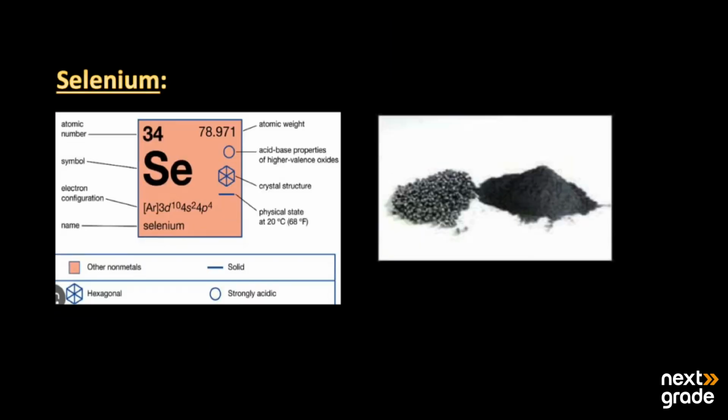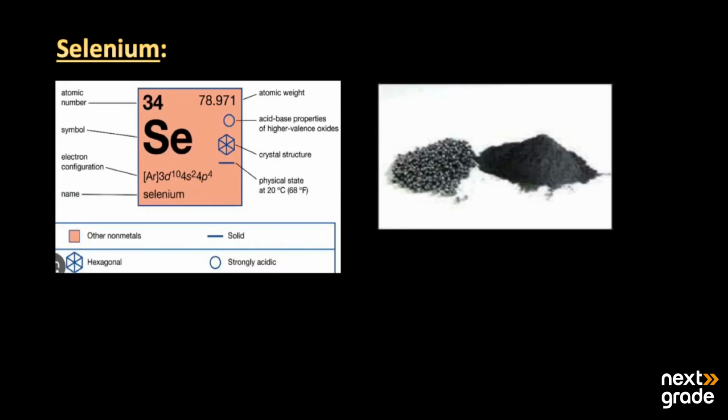After this we have the properties of selenium. Selenium's atomic number is 34. Its atomic weight is 78.9, which can be written as 79 gram per mole. Its electronic configuration is like argon, and after this we have 3d10, 4s2, and 4p4, so 6 electrons in its valence shell.